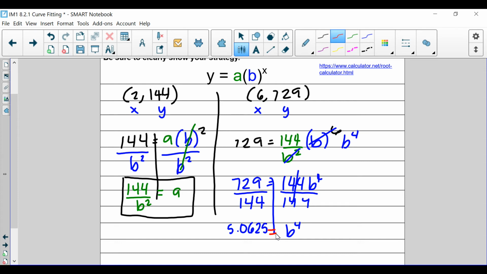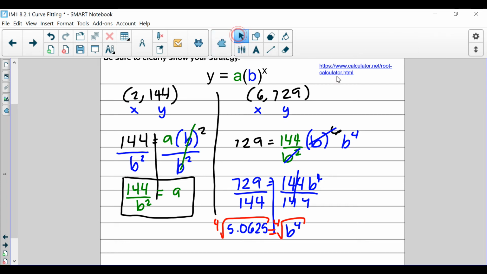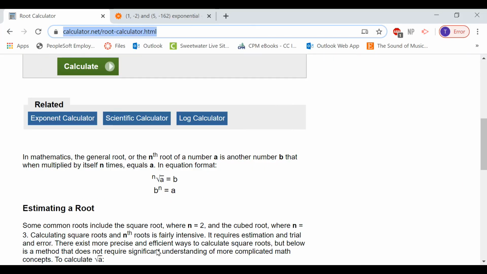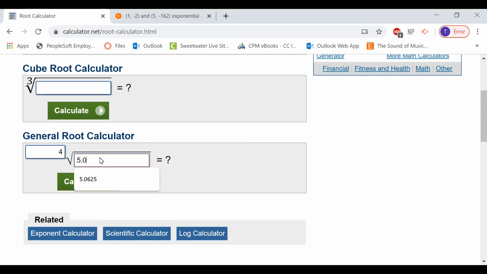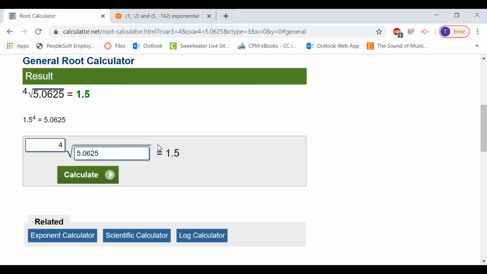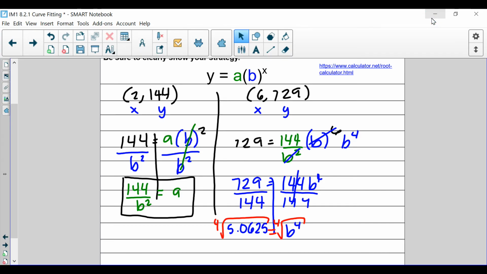How do you get rid of the 4th power? Well, you do the opposite of that, which is the 4th root of it. What we do to one, do to the other. So then we're going to go ahead and use that little root calculator, which is right here, okay? Click on this link, and it'll lead you here. Then you're going to go to the root calculator, which was 4 here, 5.0625 here, and what is it? It's 1.5. Okay, sweet. So we know that B is going to be equal to 1.5.